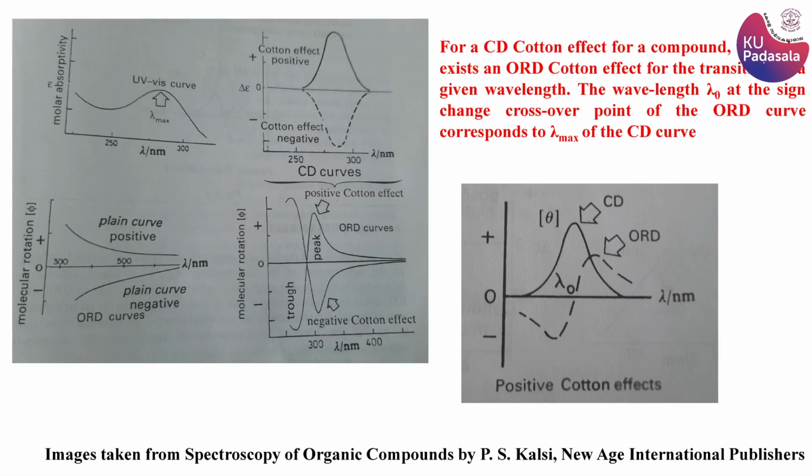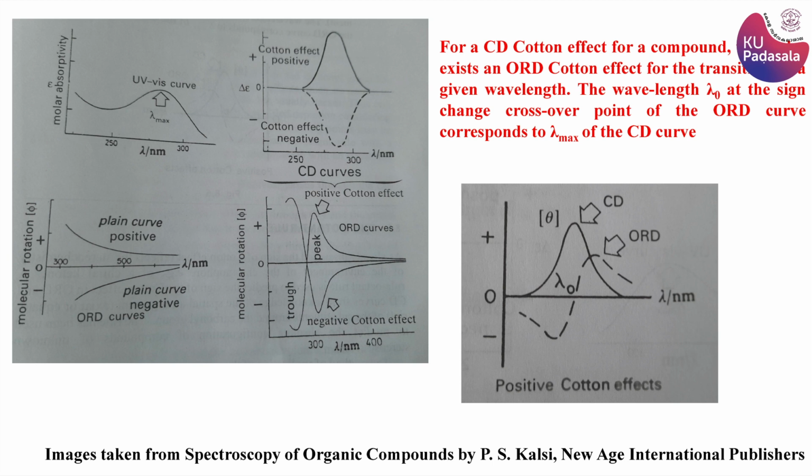This particular figure is taken from the book Spectroscopy of Organic Compounds by P.S. Kalsi. In this you can see the UV visible spectrum, as well as the CD spectrum on the right side. The peak on the top side is the positive cotton effect curve, and on the lower side is the negative cotton effect curve, so negative CD. Below, what you see is the plain ORD curve, and on the right side you have the cotton effect curves, positive or negative.